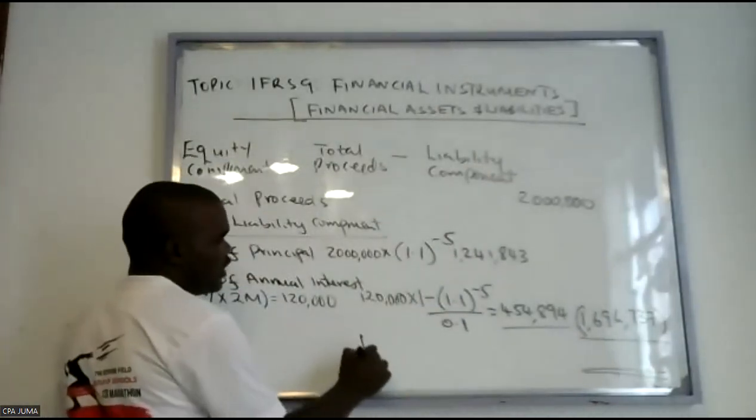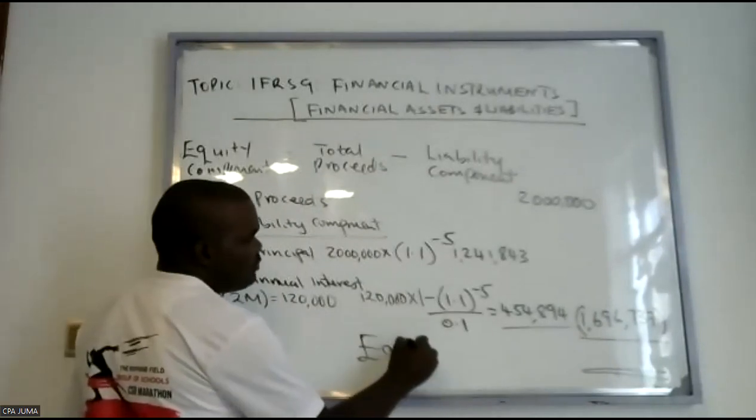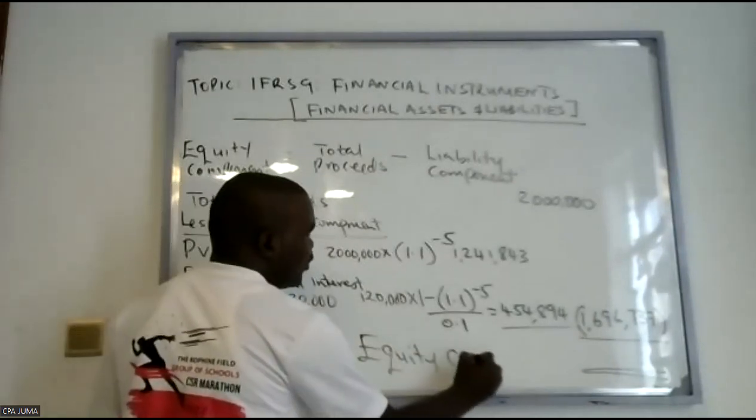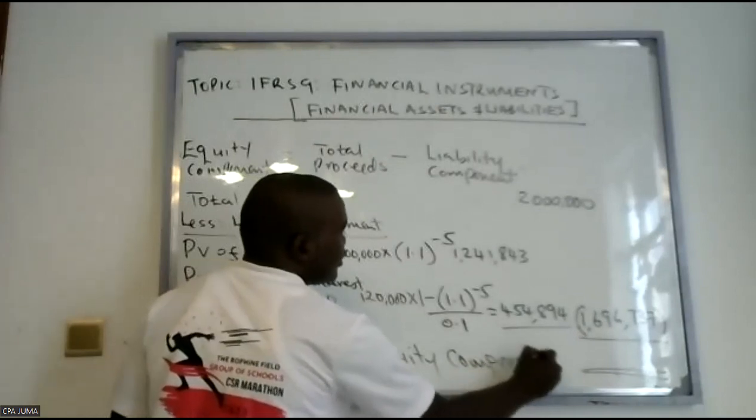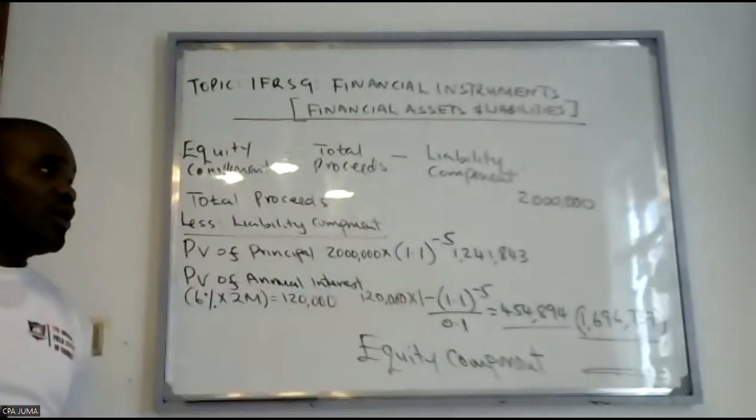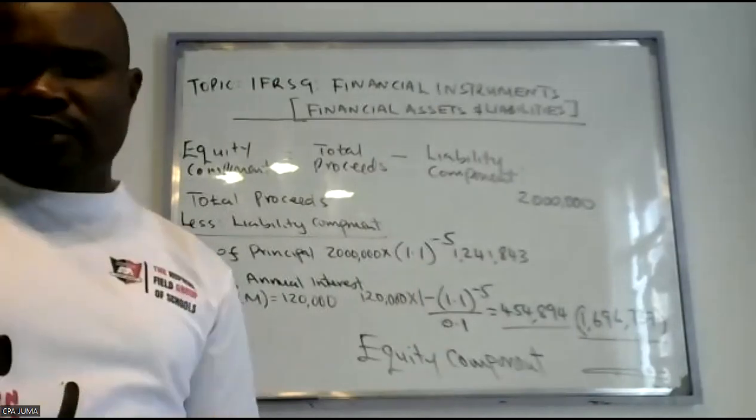Therefore, that saving is the equity component to the borrower. So equity component. How much? 2 million minus 1.6. So you lose the gain.